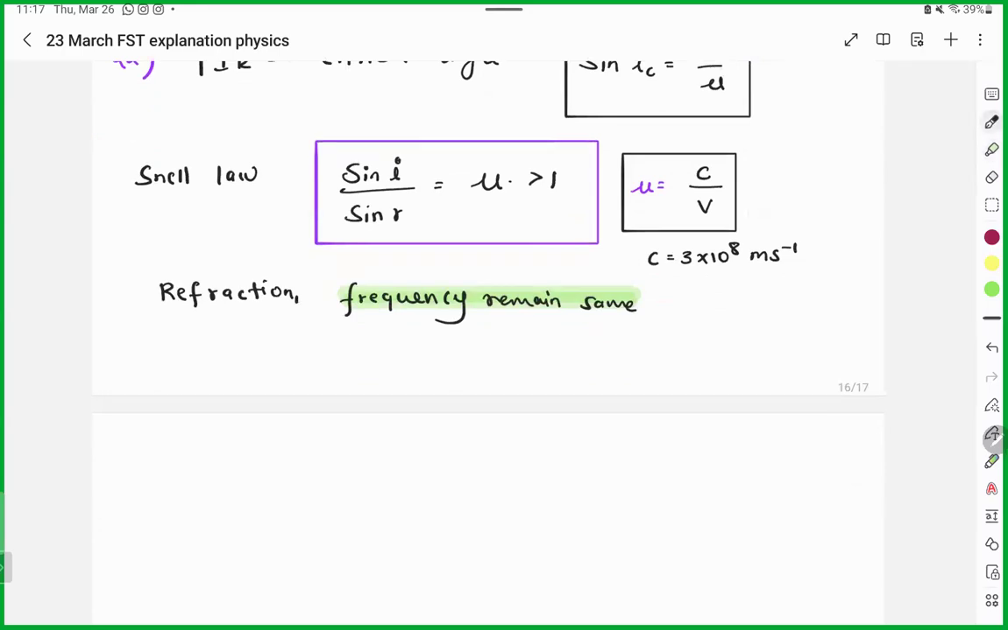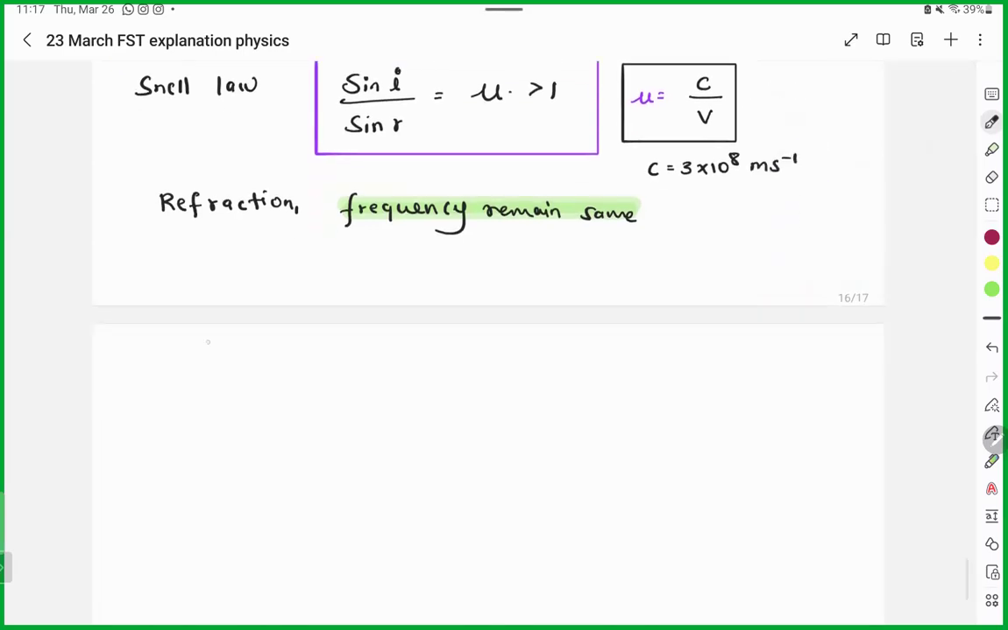Next, do we know frequency into wavelength is equal to speed of light or velocity? Correct. This is the normal formula from atomic structure. We are saying frequency is the same in case of reflection and refraction. Can we say that velocity is directly proportional to the wavelength, or wavelength is directly proportional to the velocity? Correct.